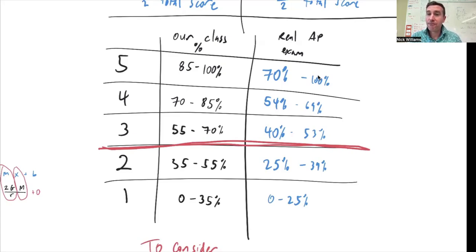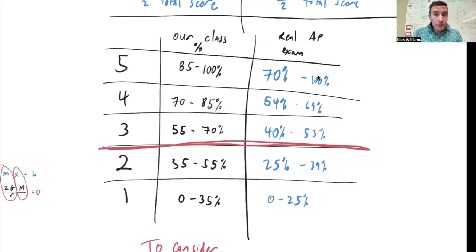54% is where the 4 starts, and 40% correct can get you a 3, historically. I can't guarantee that that number will be exactly precise. It might be 42% or 41% or 39, but that's our passing line, right? That's where you need to be in order to pass and get credit for that AP exam.